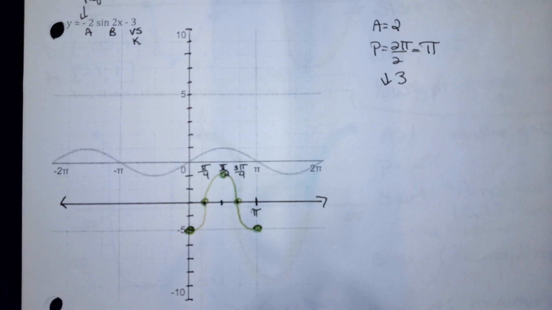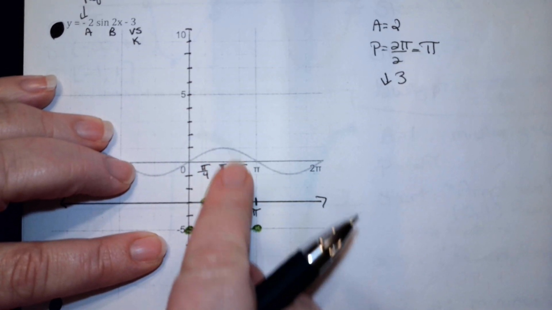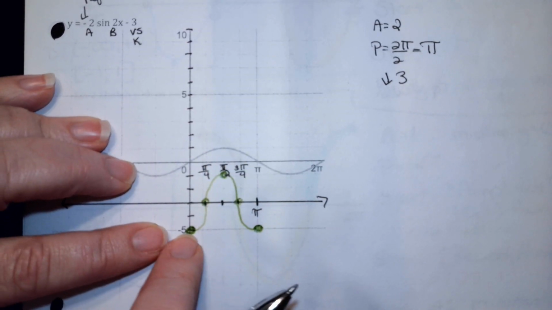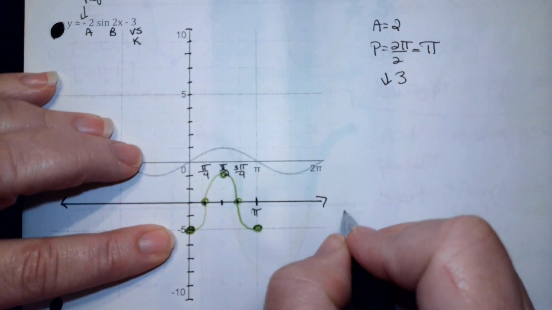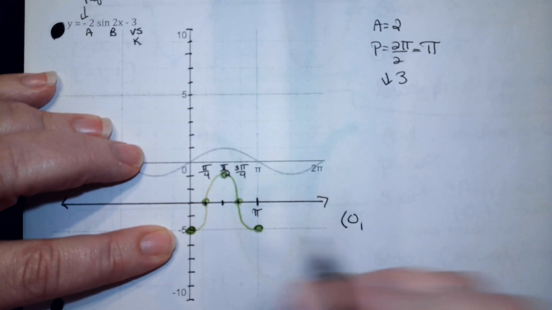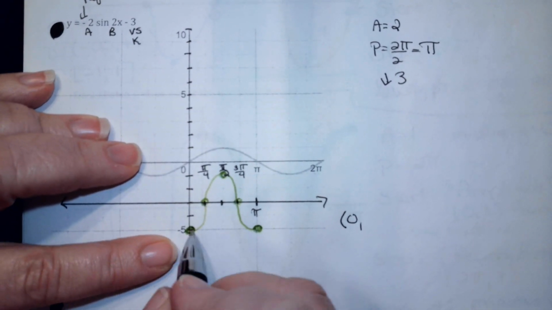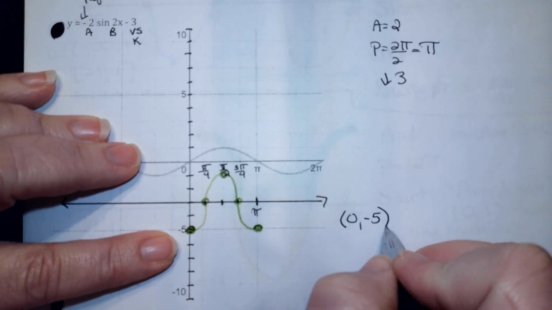So if I were to ask you, what is the ordered pair of the first minimum of the first cycle? All right, so basically the first cycle is just that one cycle. What is the first minimum? Well, my x value is 0 because I haven't moved left or right, and my y value is -5.